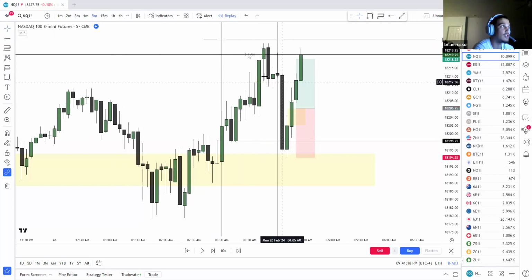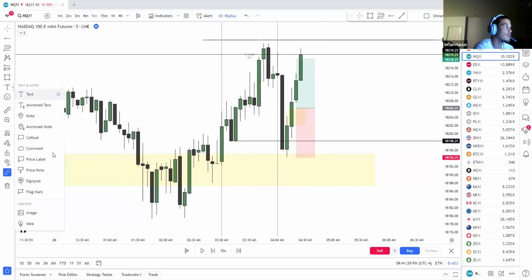Now we're on the 5 minute chart. The reason I was bullish was because we were on the 15 minute chart. So now we drop down to the 5 minute and we wait for that liquidity sweep. We just swept a low. So we just swept some liquidity right here.